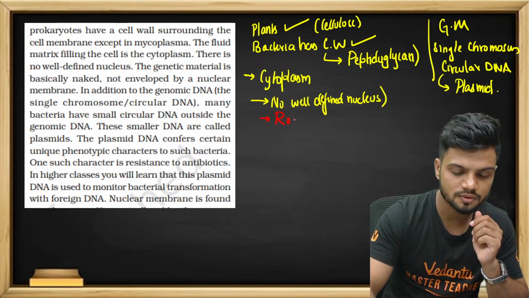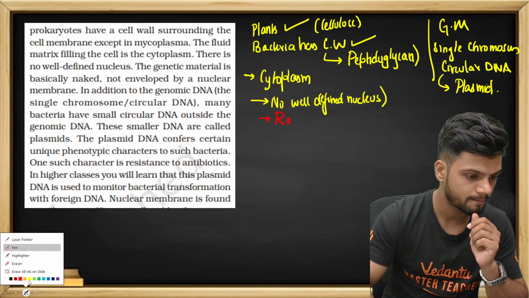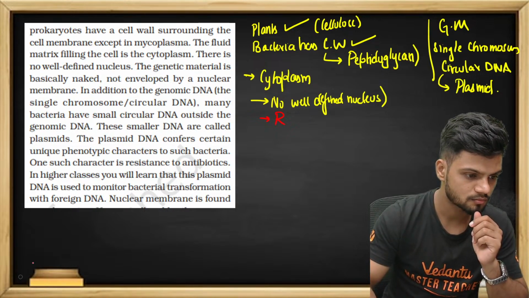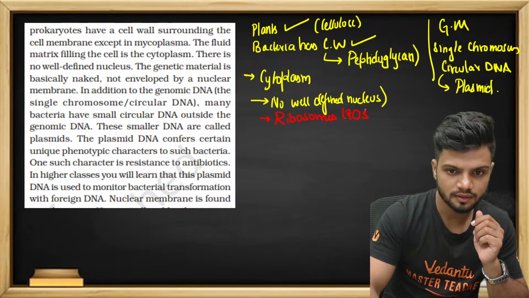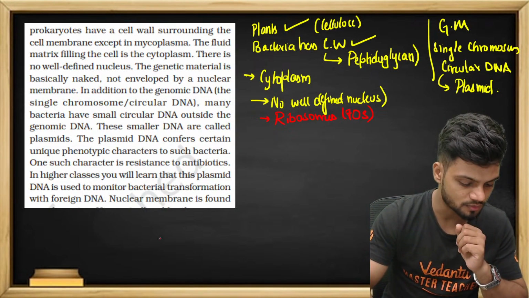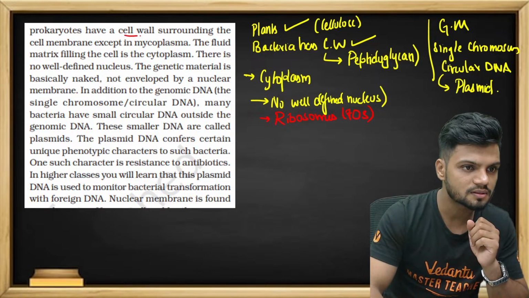They have ribosomes, which are 70S ribosomes. Prokaryotic cells have a cell wall surrounding the cell membrane, except in mycoplasma. PYQ.